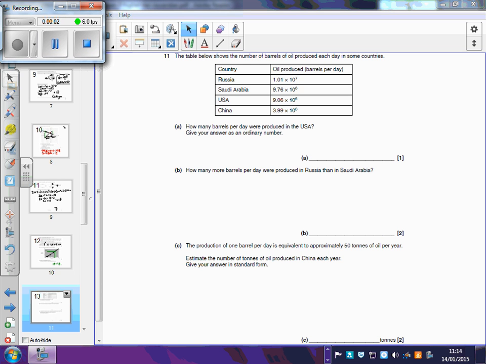Question 11. The table below shows the number of barrels of oil produced each day in some countries, and they're all written in standard form. Alright, first one. How many barrels per day were produced in the USA? Give your answer as an ordinary number.